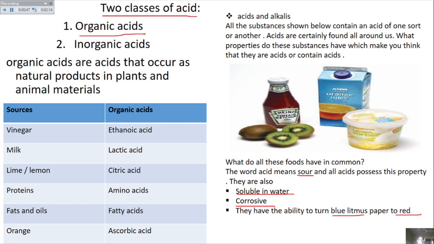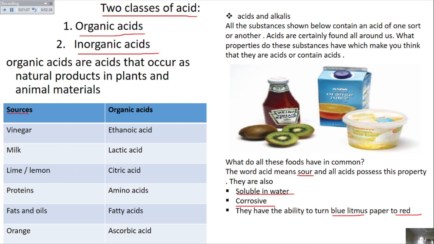Now, let's quickly talk about two classes of acid. We have organic acids and inorganic acids. Now, what are organic acids? Organic acids are acids that occur as natural products in plants and animal materials. And a good example is what I've listed here with their source.